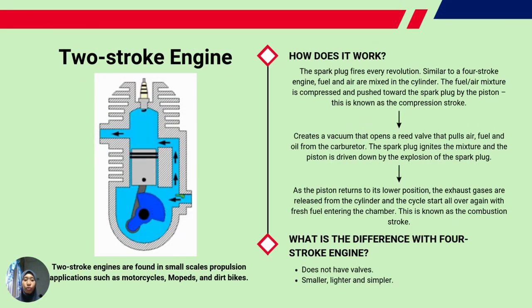Next, we move to the two-stroke engine. One complete cycle of a two-stroke engine equals 1 revolution. Unfortunately, two-stroke engines are generally less efficient than their four-stroke counterparts, but they are relatively simple and inexpensive, and they have high power-to-weight and power-to-volume ratio.